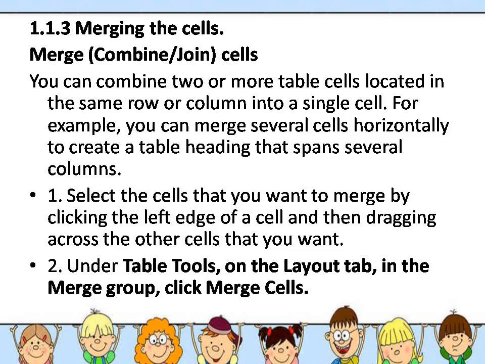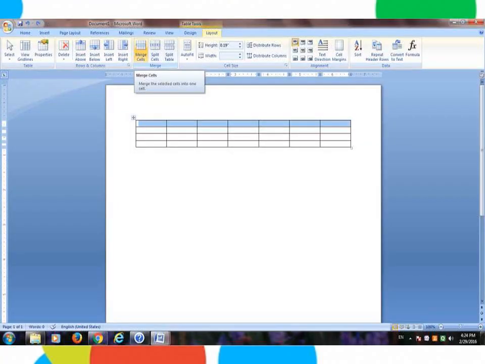Select the cells that you want to merge by clicking the left edge of a cell and then dragging across the other cells that you want. Step 2. Under Table Tools, on the Layout tab, in the Merge group, click Merge Cells. Here is a picture representation of the steps that we have just read. You can see in the Layout tab there is option Merge Cell.